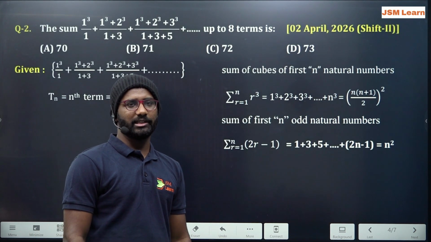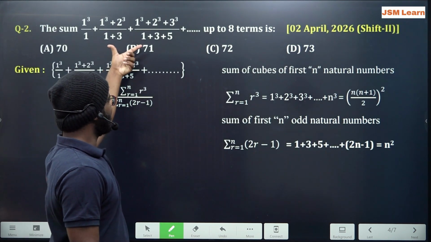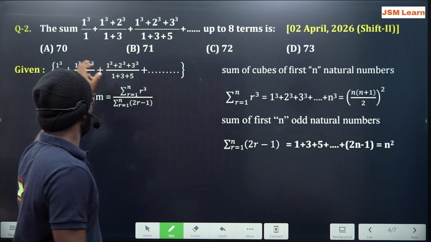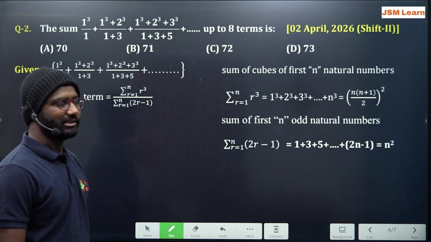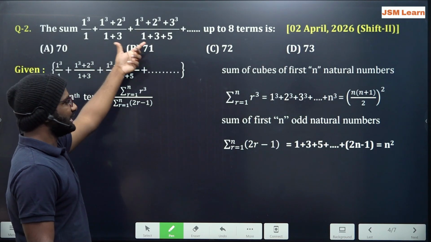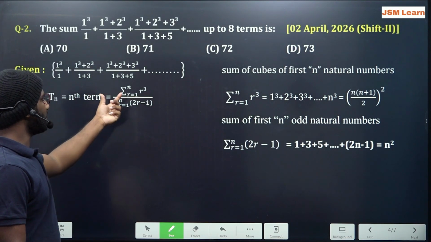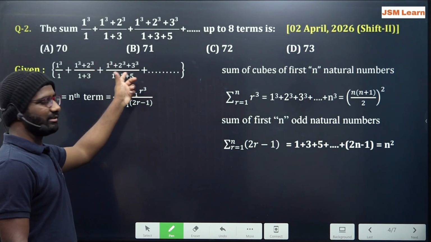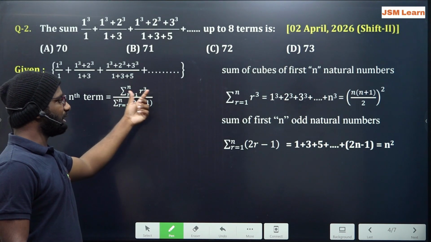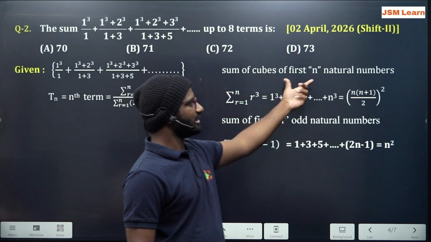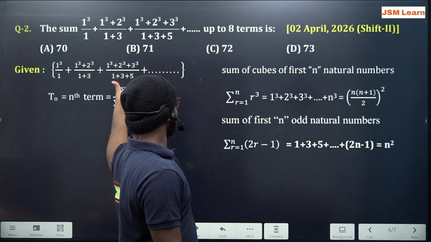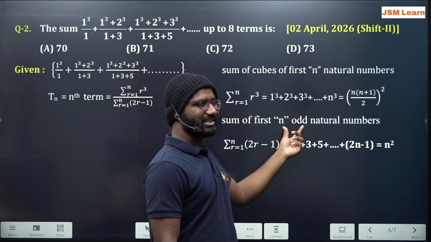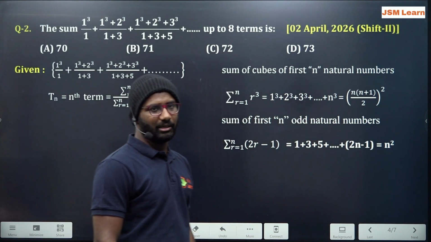Let's see the next question. Here a sequence is given and we are going to find the sum of 8 terms for this sequence. By observing this sequence, we get to know that in the numerator it is the sum of cubes of first n natural numbers, and in the denominator we have the sum of first n odd natural numbers.